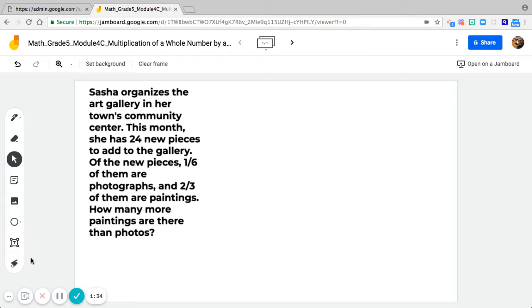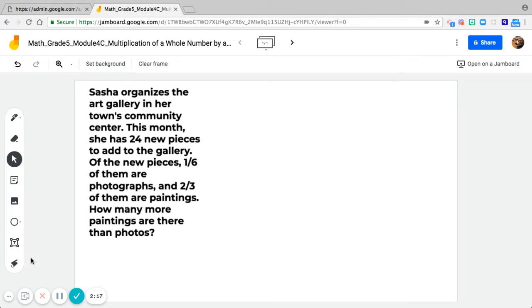Okay, so I'm noticing within this problem that there definitely is a situation, right? We have someone named Sasha who has this art gallery, and they're trying to organize it. And what happened is that there were 24 new pieces of art that were brought to this gallery and added to this gallery. But within those 24 pieces of art, we have some different ones. There's 1/6 of them that are photographs, and then there's 2/3 of them that are paintings. So we have a situation in which there's an art gallery that's getting some new art, but within that art, there are different types of art.